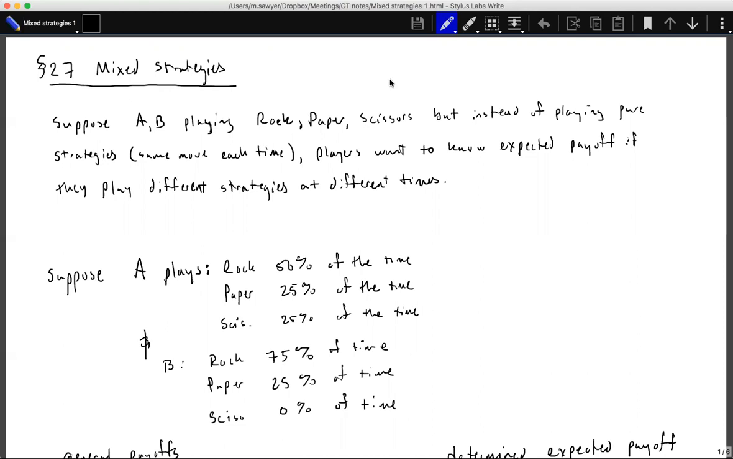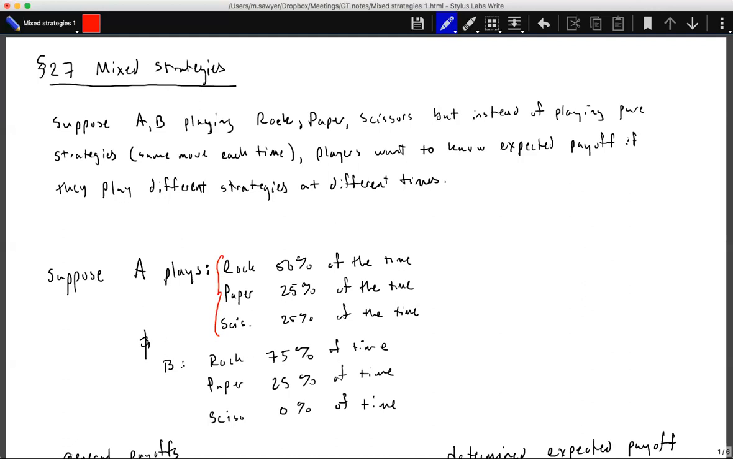And so the idea with mixed strategies is that if a strategy is a long-term idea of what's going to happen, you want to know the expected payoff if you know the strategies at different times. So let's give a scenario here. Let's suppose that player A chooses to play rock 50% of the time and paper and scissors 25% of the time in the game of rock, paper, scissors.